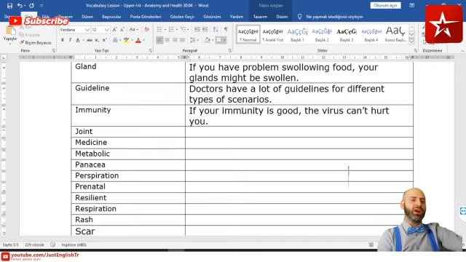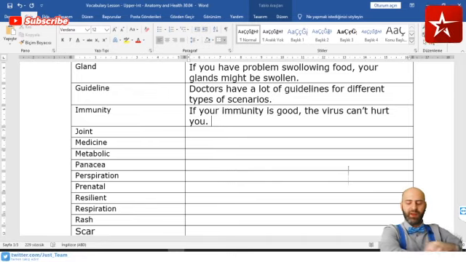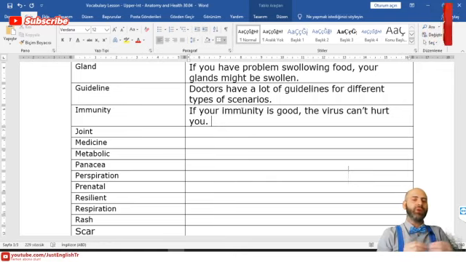Okay? Joint is where our parts of the bones join together. Okay? For example, this one is a joint because we have one bone over here, then we have another one. Therefore, this will be called joint. So where two bones join together, it is called joint.